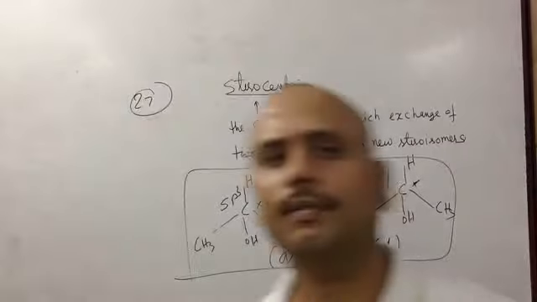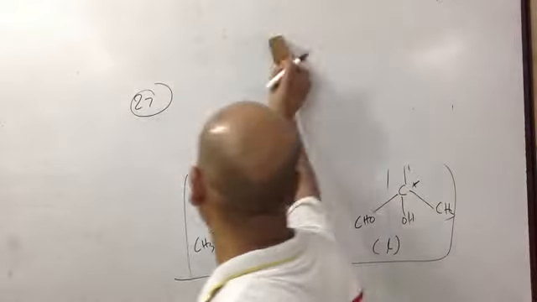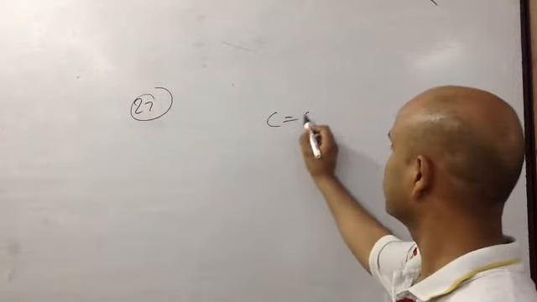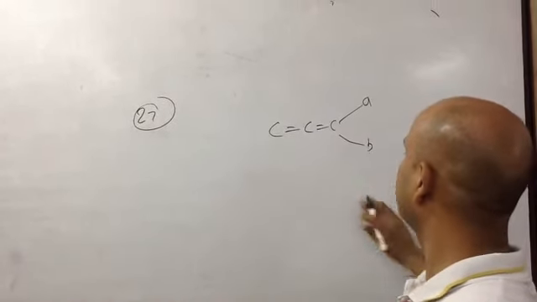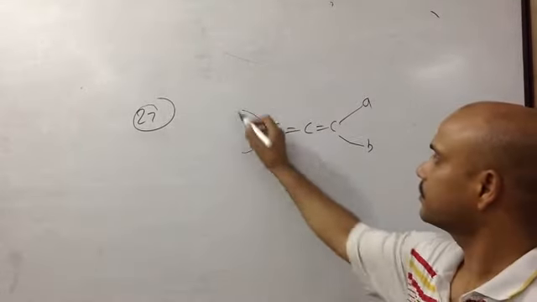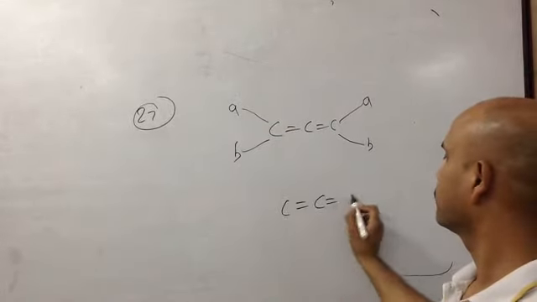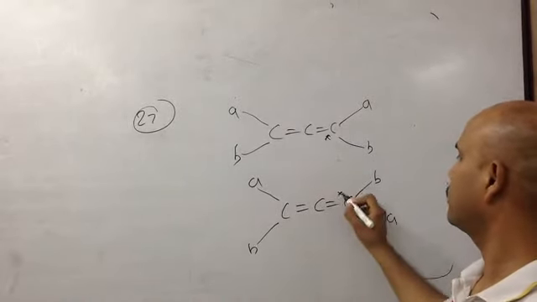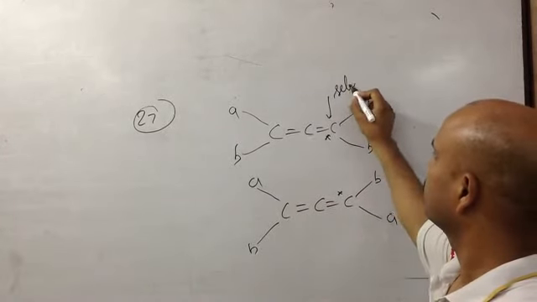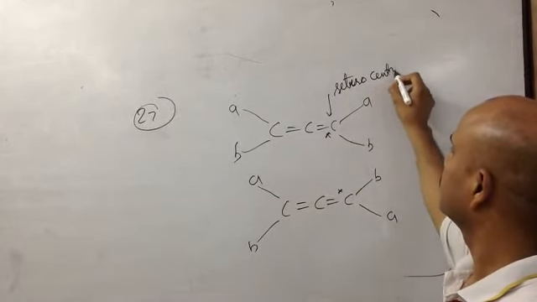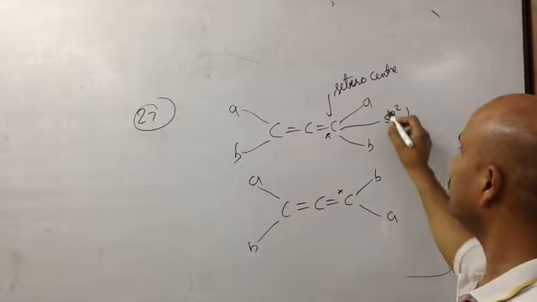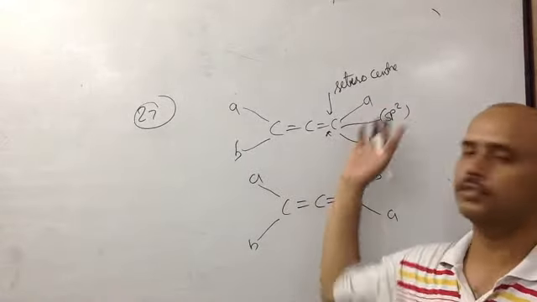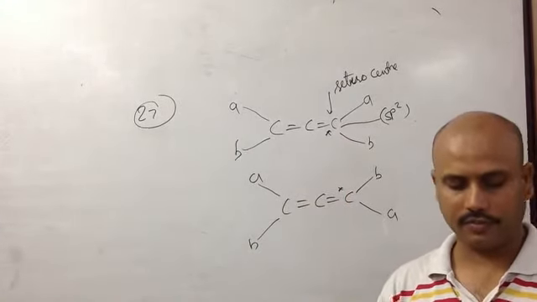It is not necessary that the carbon should always be sp3 hybridized. Suppose the carbon is sp2 hybridized, with A and B. If you exchange A and B, this is also a stereocenter. Here the carbon is sp2 hybridized. Therefore, in order to be a stereocenter, it is not necessary that it is always sp3 hybridized. It could also be sp2 hybridized. That's why it is different from a chiral center.